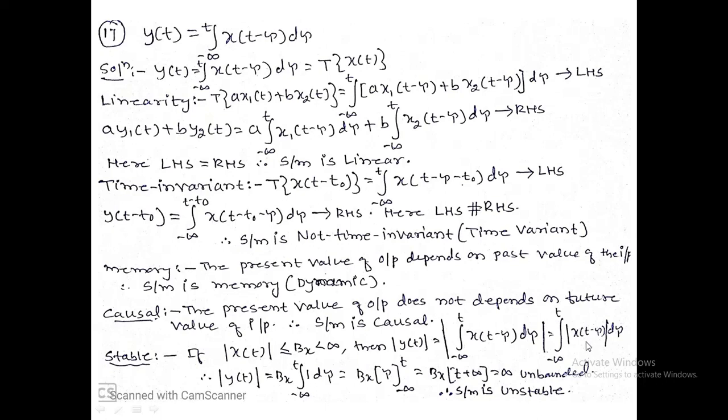Whenever the input is bounded and its magnitude is also bounded, the bx is taken outside, integration of 1 into d tau. Integration of 1 into d tau is tau, upper limit minus lower limit, you will get t plus infinity, and the answer is infinity. Hence I can say that the magnitude of y of t is unbounded and the system is an unstable system.